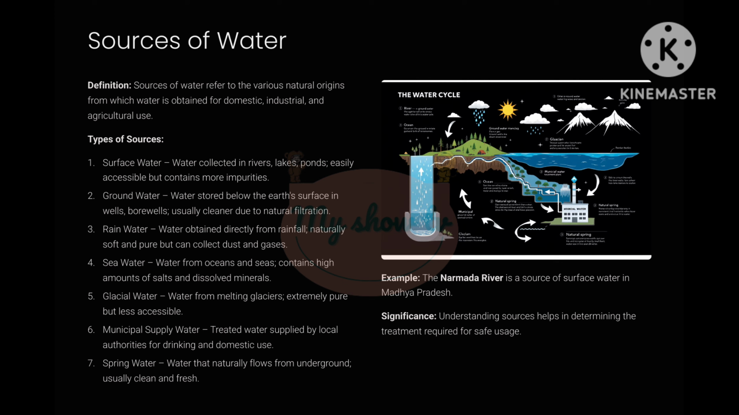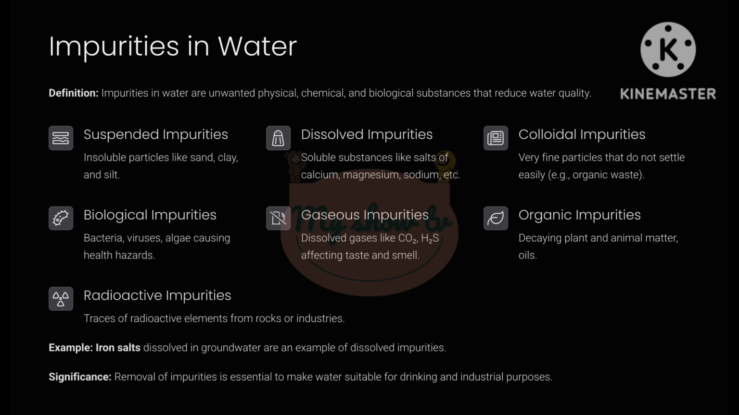Seventh is spring water. This is water that naturally emerges from underground sources. It is usually fresh and less contaminated. Significance: understanding the source of water is crucial because the type and amount of impurities depend on the source, which in turn decides the type of treatment required. Slide 2. Impurities in water.